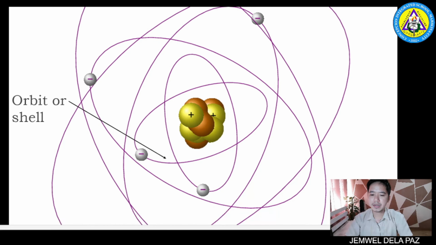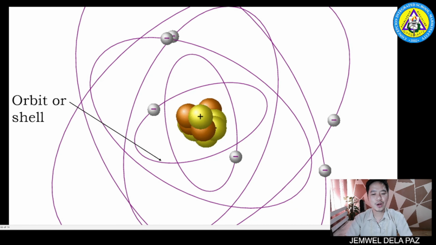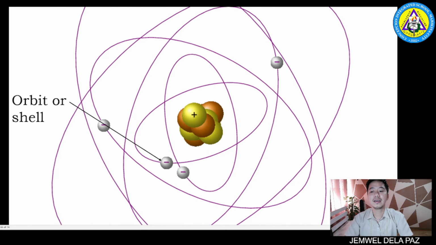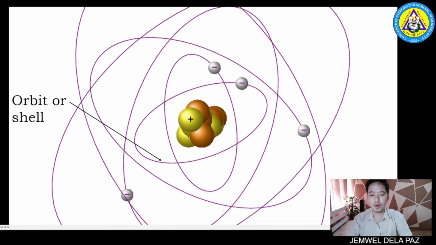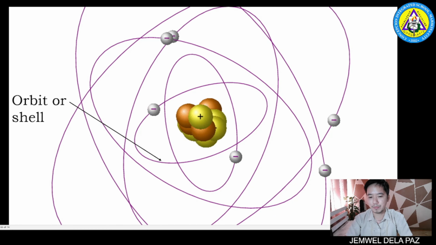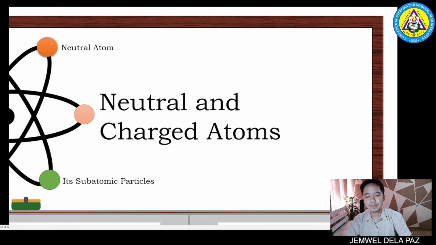The next part is the orbit or the shell. That is where we can find electrons. That is where electrons are most likely to be found. Those are the subatomic particles of an atom.